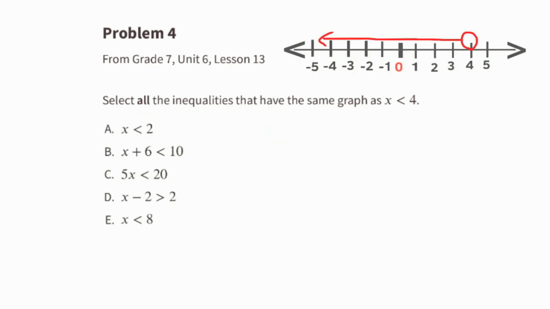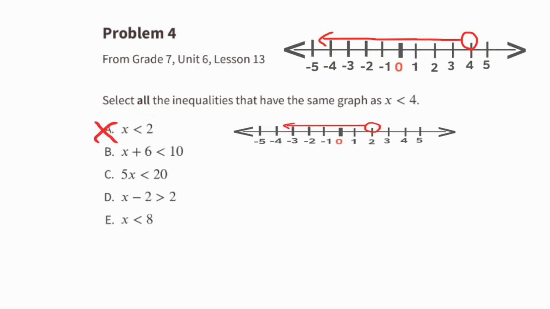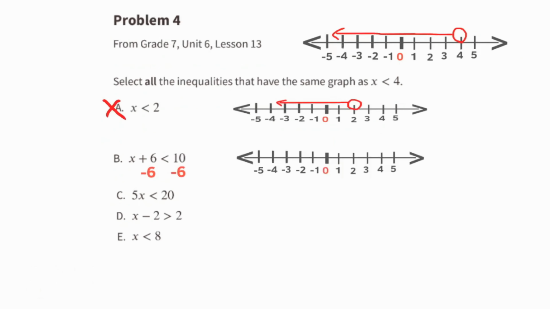A. X is less than 2. This inequality has a different graph. It has a circle above the 2 and not the 4. B. X plus 6 is less than 10. We need to subtract 6 from both sides of the inequality sign. So now we're left with x is less than 4. So that certainly will have the same graph as x is less than 4.